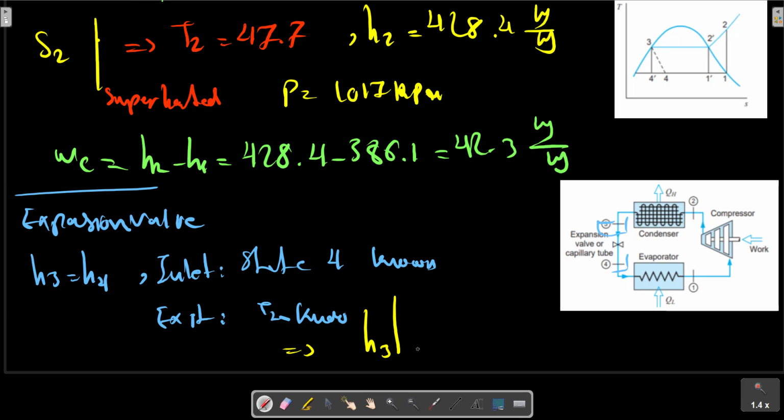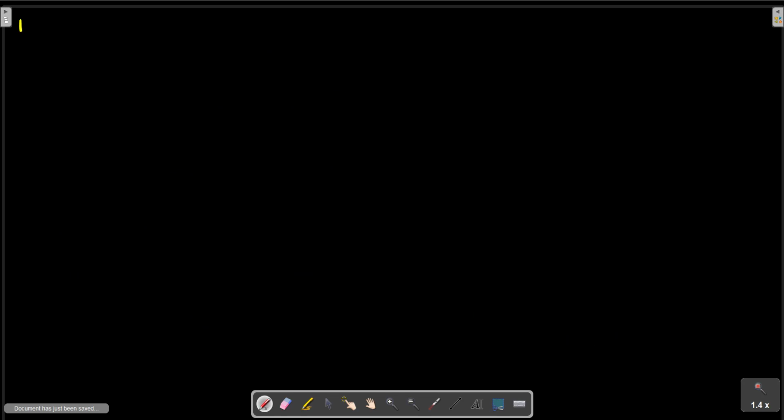H3 at saturated liquid at temperature equals 240 degrees centigrade. So H4 and T4.